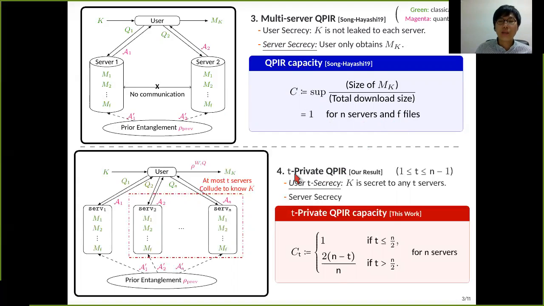And in this talk, we consider the T-private QPIR. T-private QPIR is a slightly extended class of this problem. The protocol is exactly the same as the previous one, but the only difference is that some servers may communicate to learn K. At most T servers are allowed to collude, and it is called T-private QPIR. We derive the capacity of this problem, which has two cases. When less than half of the servers are colluding, the capacity is equal to one. This result is the same as the previous one, so it's a very good result, capacity one. This still applies for the case of small colluding. But if the number of colluding servers is greater than half of the servers, then it decreases a little bit.